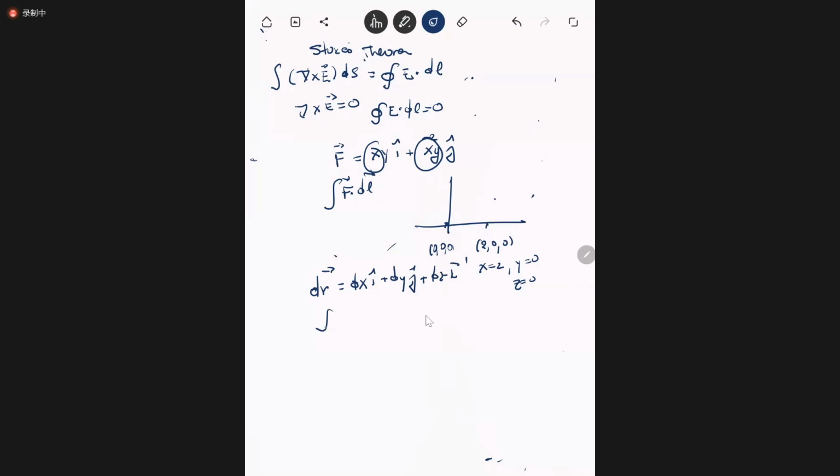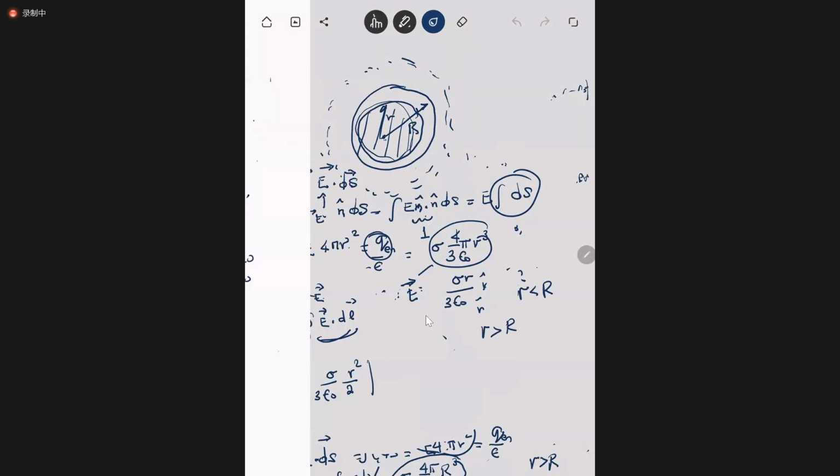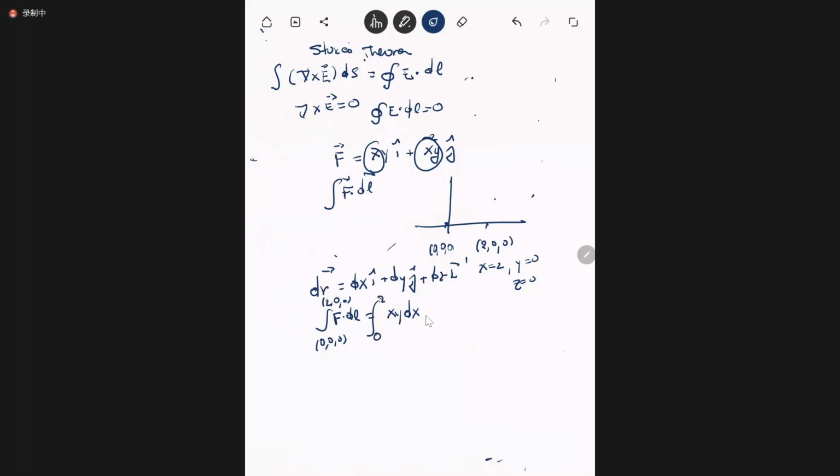So when I have to find this expression from the 0, 0, 0 point to the 2, 0, 0 point, all I have to do is take the component of the i, which is xy, multiply by dx, and integrate that from 0 to 2. This will give me the work done, because if you put it in physical terms, this expression tells me what is the work done when F is moving from the point 0, 0, 0 to the point 2, 0, 0.